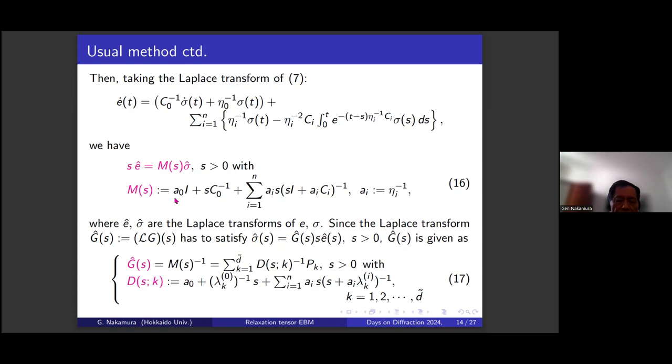Please remember the representation of this M(s) part using the spectral projection. Then this M(s) inverse will be given in this form, where each D_K(s) for K can be given in this form. Now D_K(s) just becomes a number, so you can see that it's easy to consider the inverse Laplace transform of this Ĝ(s).